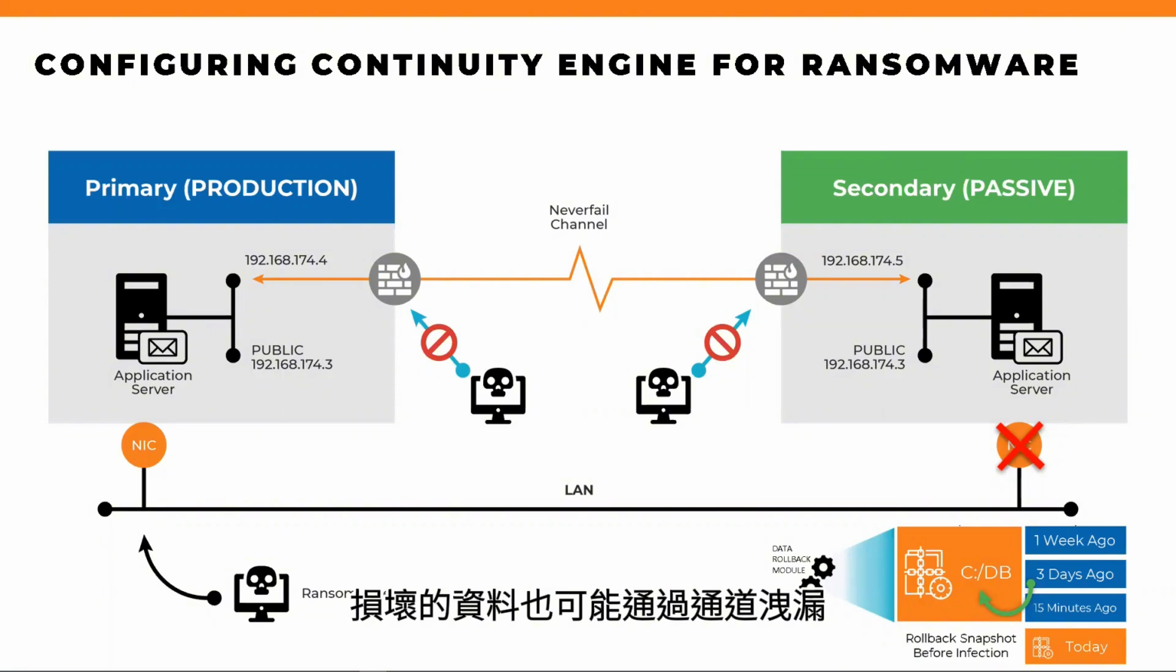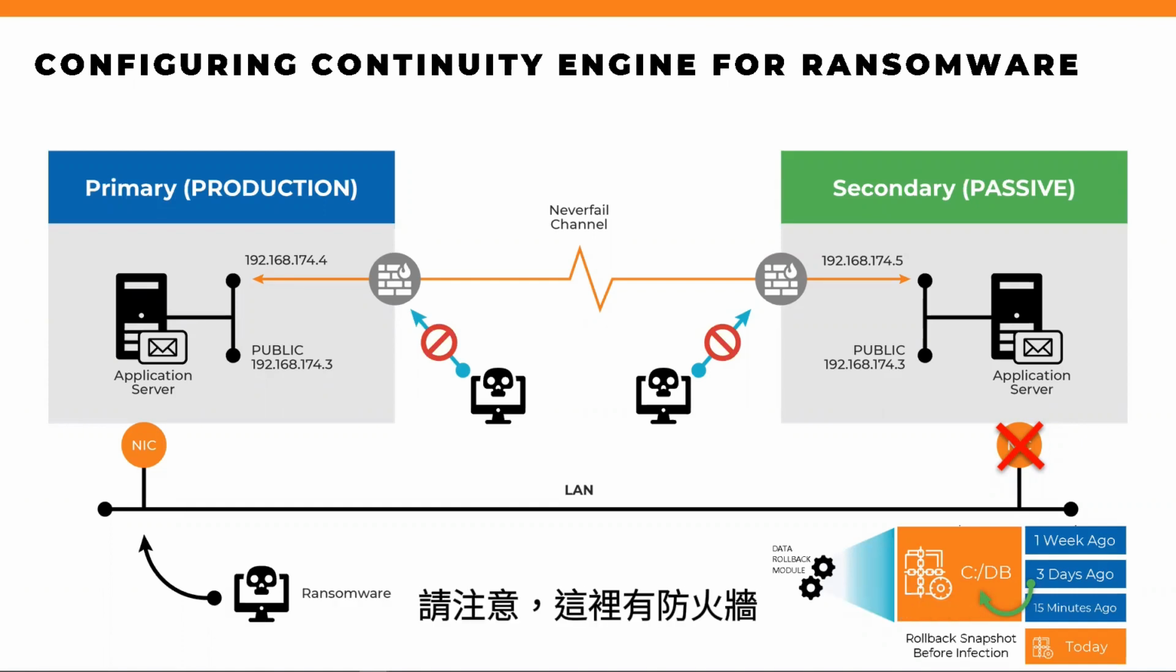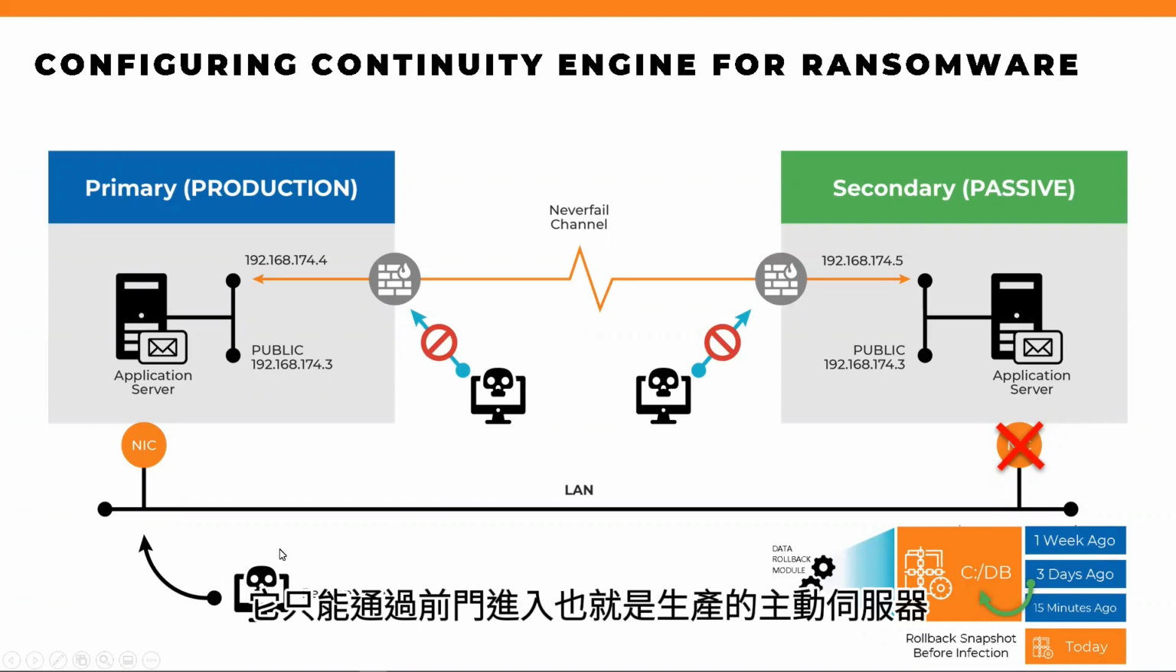Corrupted data can also leak over the channel before the production server is fully infected and rendered useless. So the data rollback module can reverse the protected application data corruption. Notice that there are firewalls between the primary and the secondary server. With the port restrictions and also the IP restrictions, this makes it impossible for ransomware to jump onto the channel. It can only come in through the front door, which is the production active server.